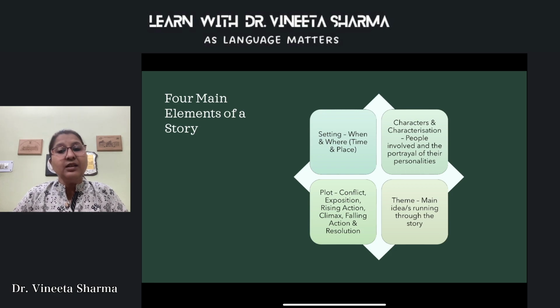One is the setting. Setting means when and where. Then characters and characterization. Next component is plot. And plot has many things. First of all, it has the conflict, then exposition, rising action, climax, falling action, and resolution. And next is theme. Theme is the main idea or ideas running through the story.